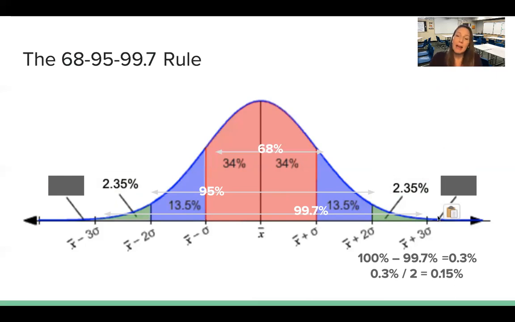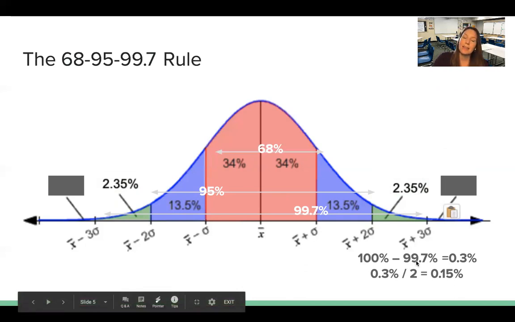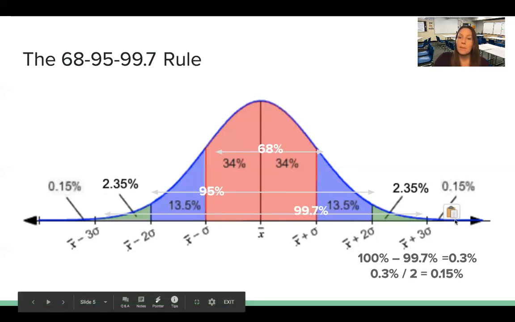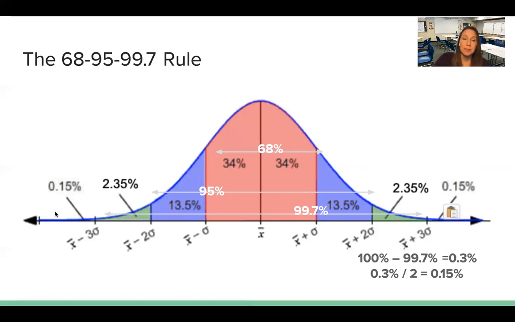And then lastly, we do have that little sliver on either end. Remember, our whole curve has an area of 1 or 100%. So if we take 100% and we subtract the 99.7, we get 0.3%. We divide that by 2, and we're left with 0.15% for our area on either side of those little slivers. And so the reason why this is useful is, given the data and our information, we can find the chances that our data will fall within these little categories.